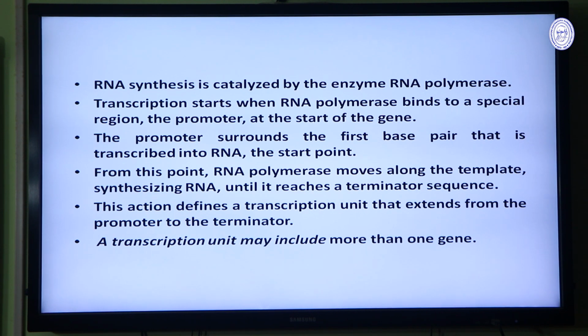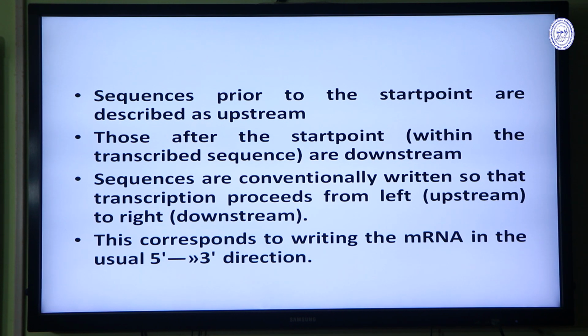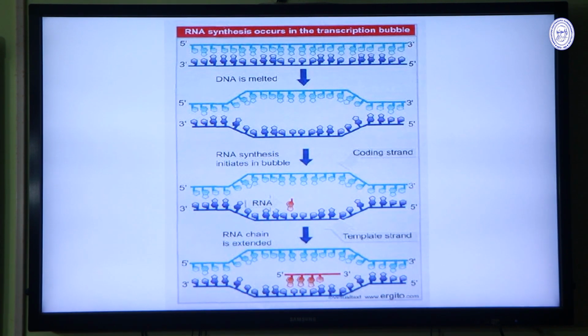In the case of the bacterial system, we know their genome is polygenic, so many proteins are coded from genes lying side by side. So, in those cases, the transcription unit may include more than one gene. I have already described in the earlier diagram the upstream and the downstream sequences, and by this we can easily understand that the RNA being transcribed has a usual direction from 5 prime to 3 prime end.